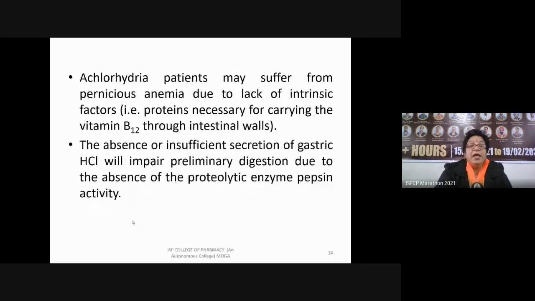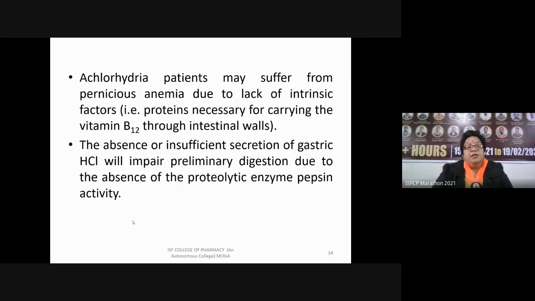Achlorhydria patients may also suffer from pernicious anemia. Why pernicious anemia? Because of the lack of intrinsic factor, the protein which is necessary for carrying vitamin B12 through the intestinal walls. So the B12 will not travel or reach the proper site where it is required, and that is why the person may suffer from pernicious anemia.